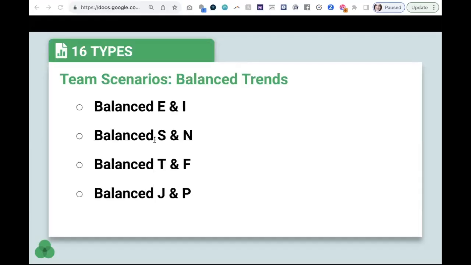For teams that are often too high in J, I often say to them, when you don't have enough P's on your team, you have to create a structure for that P energy to come in. So I'll say, you love structure, you love boundaries, set 15 minutes to brainstorm, because you're all going to be just rushing to tactics and you need some time to brainstorm.